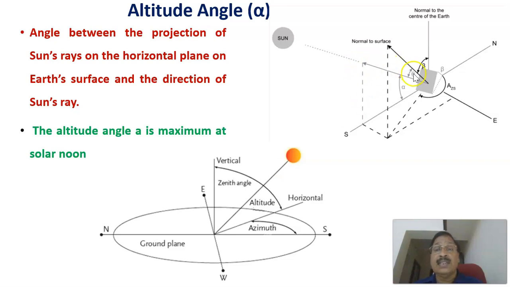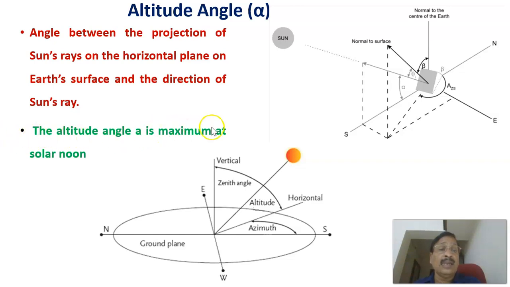The same thing is shown here also. This is the sun ray, and here is its projection. Of course, the alpha is not shown as such here, but the angle made on this one is the altitude angle alpha.